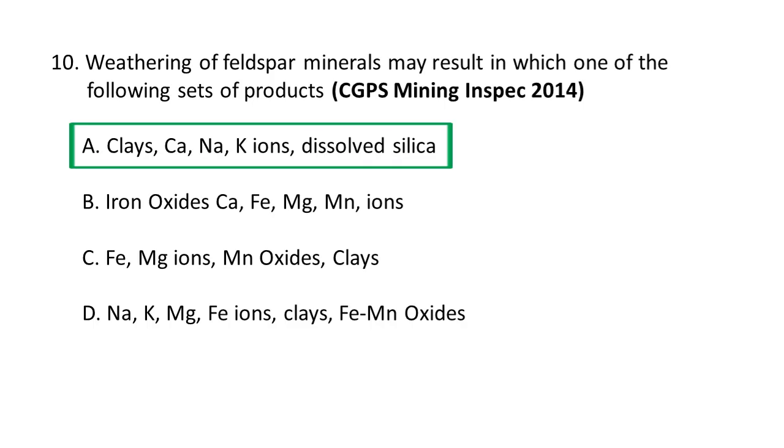The weathering of feldspar minerals can result in clays and the release of calcium and sodium, and the weathering of feldspar also releases calcium, sodium, silica and other elements into the water.